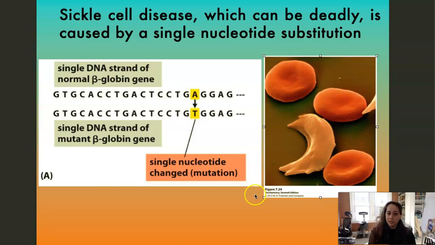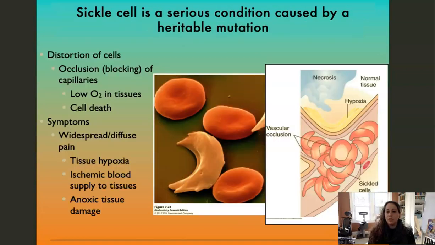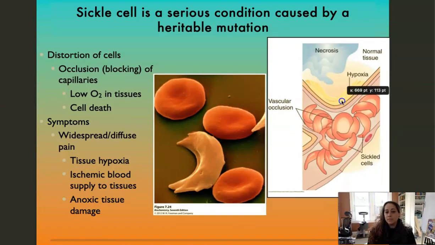Now, how does this one mutation in a protein affect the entire cell? Well, it's because of the behavior of this protein when it's mutated. Sickle cell occurs because of the mutation, and what happens is that this protein changes the shape of the cell. The changed cell shape to look like a crescent moon or a sickle causes the cells not to work correctly. They're no longer able to carry oxygen and deliver it to the tissues of the body.